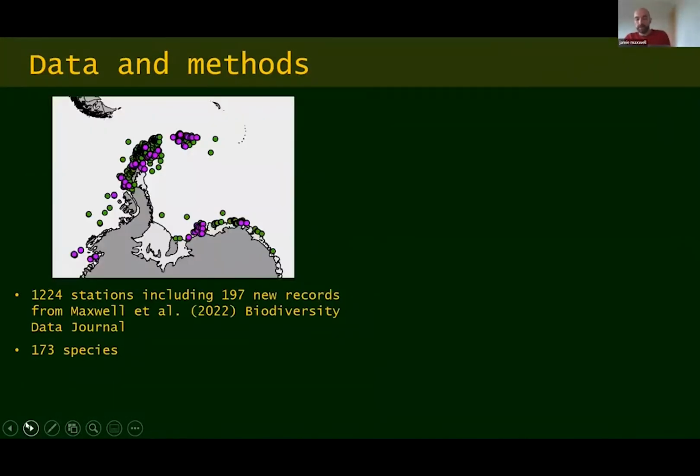So what did we do? Well, first we extracted all our occurrence data, all from GBIF and OBIS. There were 1,227 stations, including 197 new station records, which were the result of me identifying 5,500 sea spiders over lockdown from my kitchen table. And that was the start of my PhD in the first year, which was interesting. So in the end, we had 173 species within our data set. The purple dots there are the ones that I have added.